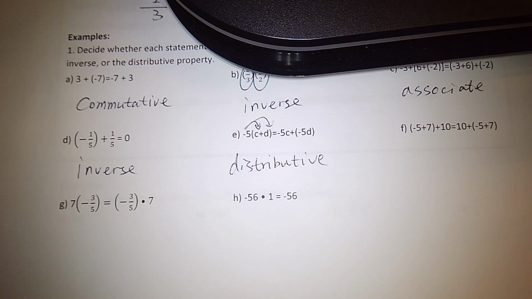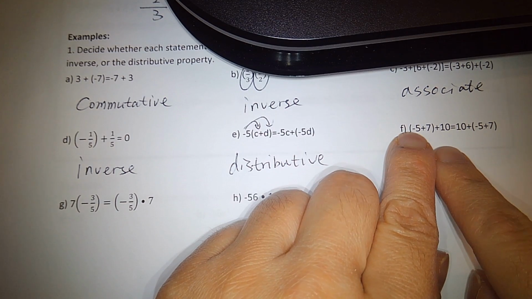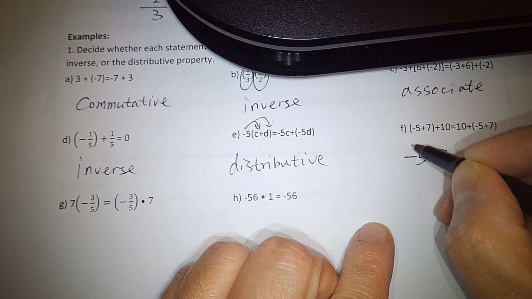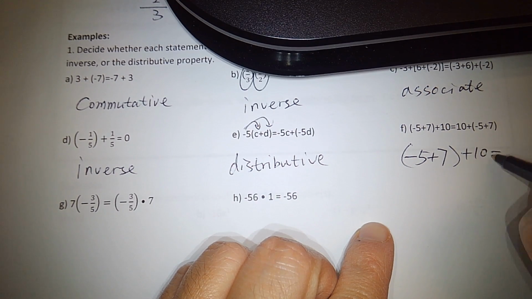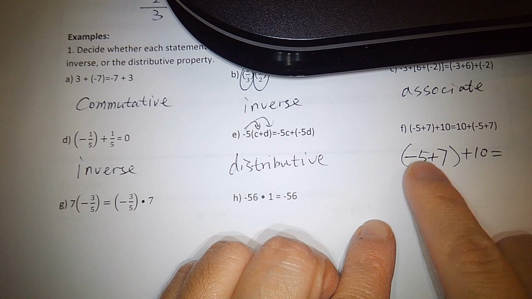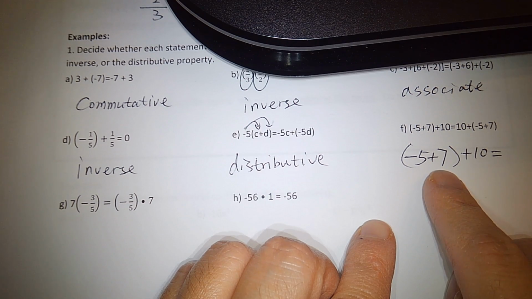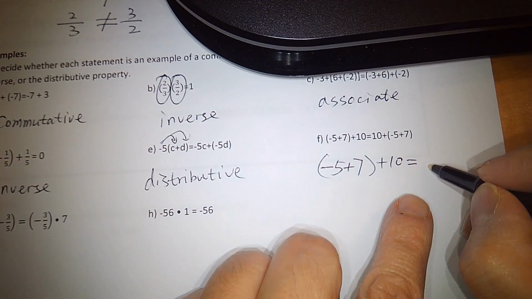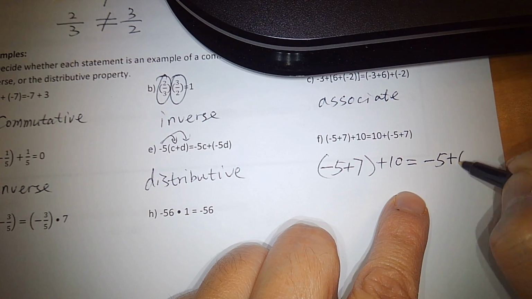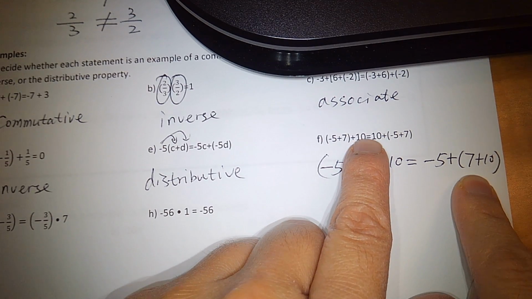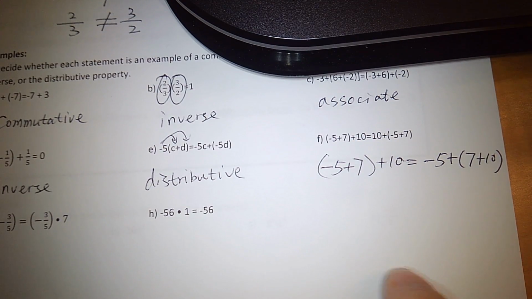Associate. Let's check this number: -5 plus 7. If we are going to use associative property, guys, the first two numbers are -5 and 7. By using associative property, we're going to keep the first number and add up the last two, right? But is this the same as this?